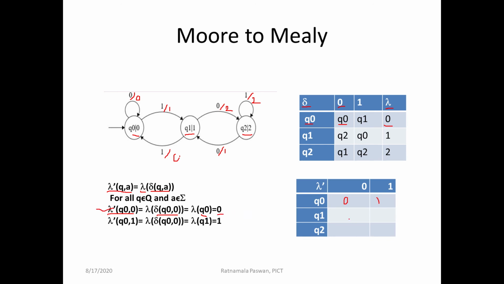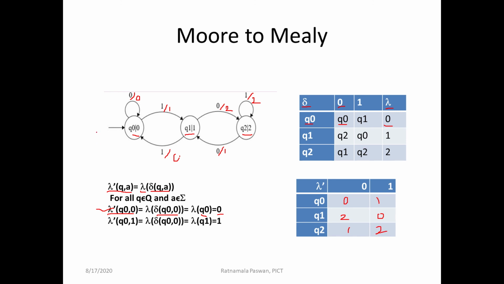Here you can complete this transition table as well. Q1 on 0: next state is Q2, so output is 2. Q1 on 1: next state is Q0, so it is 0. Q2 on 0: next state is Q1, output is 1. Q2 on 1: next state is Q2, output is 2. So you can find it's very simple.